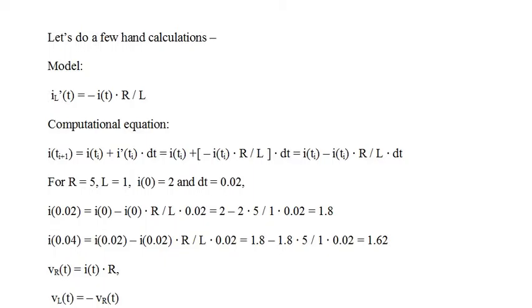I at 0.02 seconds equals I at 0 minus I at 0 times R divided by L times 0.02, and substituting the numbers we get 1.8 amps. I at 4/100ths of a second equals I at 2/100ths of a second minus I at 2/100ths of a second times R divided by L times 0.02. Substituting the numbers, we get 1.62 amps.